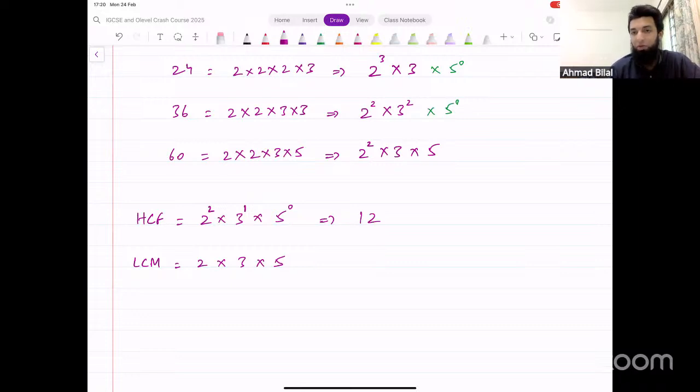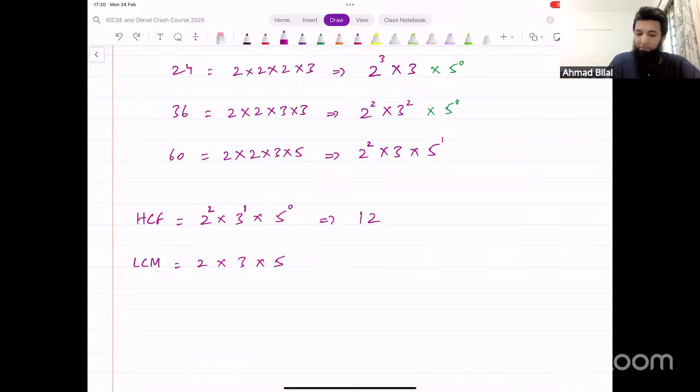Okay, so the smaller power for 5 is not 1. 5 is not even there in the other two factors. That means in the other two, we have 5 power 0. That's just 1, right? Anything raised to power 0 is 1. So the smaller power for 5 is 0. Okay, what about HCF? What about LCM now?